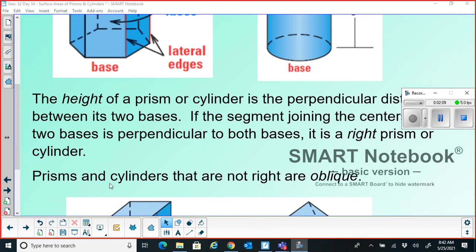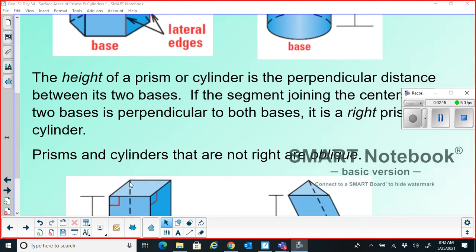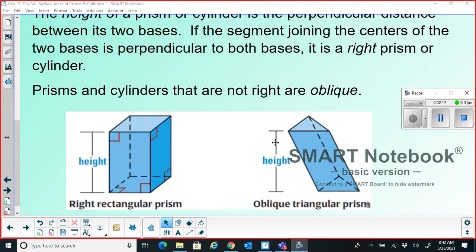Prisms and cylinders that are not right are called oblique. For example, this one. The height is over here. You can see that it doesn't go from the center of the prism. It's oblique. In the same way, the right rectangular prism looks like this. The oblique triangular prism is over here.